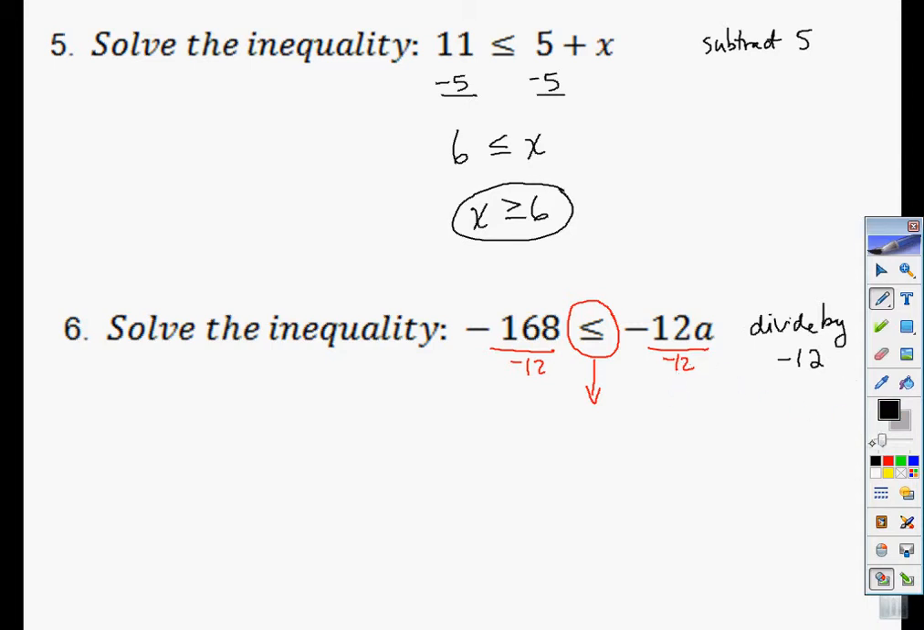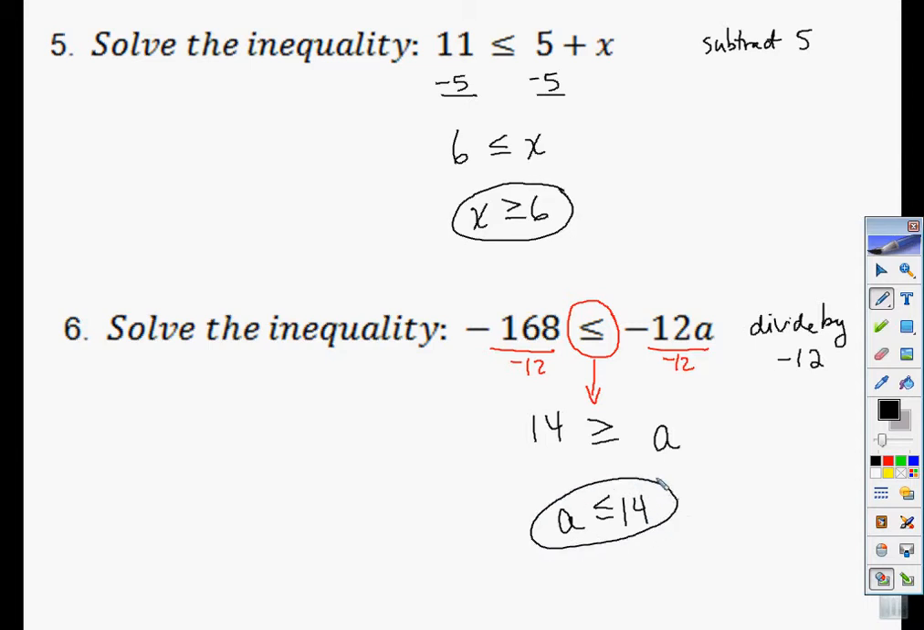Okay. Well, the direction of that inequality sign is going to change, isn't it? You see that? So on the right-hand side, I'm going to have a positive a, but instead of a less than or equal to sign, I'm now going to change that. It's going to be a greater than or equal to sign. And a negative 168 divided by a negative 12 is a positive 14. And again, reading from the variable, that would be equivalent to a is less than or equal to 14, which is my desired solution.